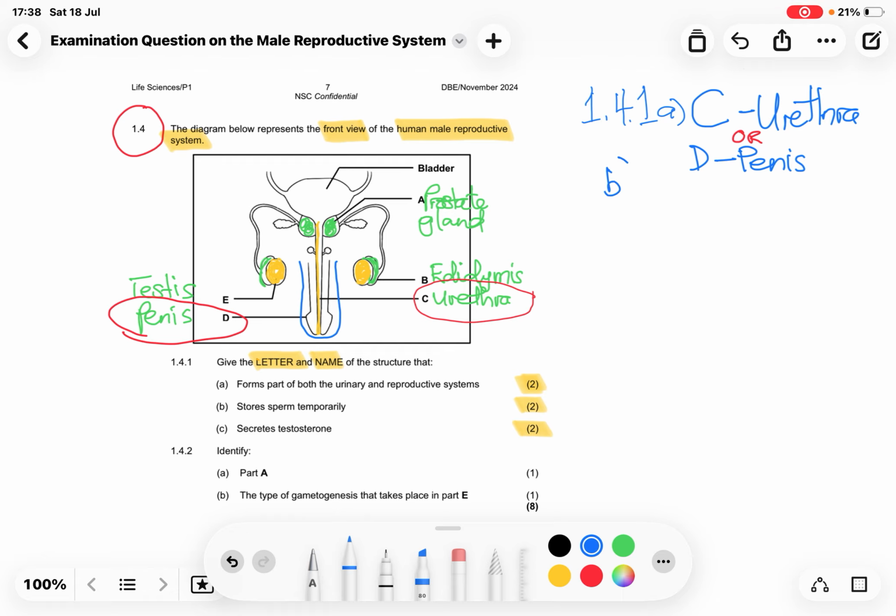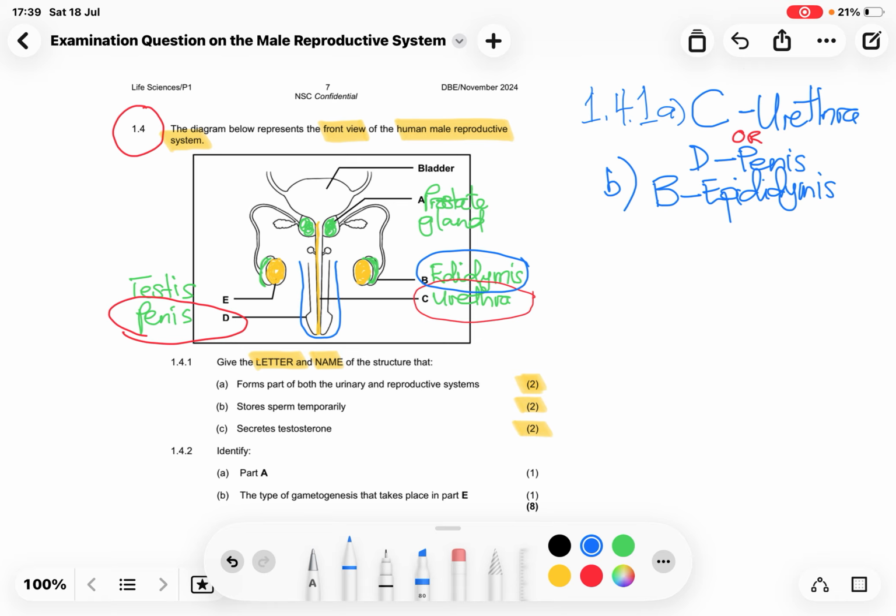Right? Then part B, the question requires us to give a letter and a name of the structure that stores sperm temporarily, and we have discussed that one before. It is, let me use a different color, this one, the epididymis. So it's gonna be part B, the epididymis.